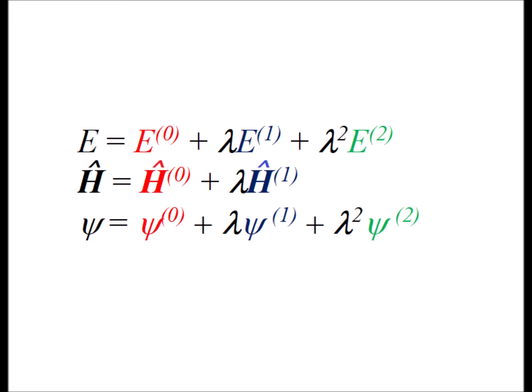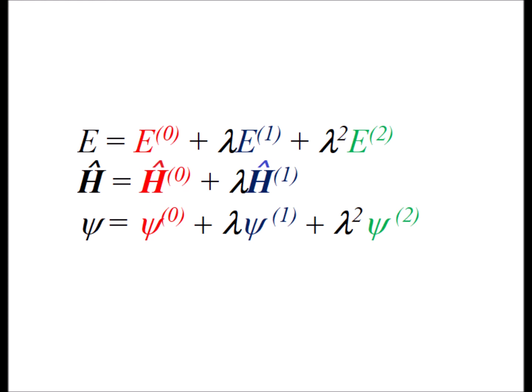First, we expand the energy as a power series in the perturbation parameter lambda. Notice that when lambda is equal to 0, effectively we have no perturbation. E to the superscript 0, notice that this is not an exponent. This is the unperturbed energy. E1 is the first correction to the energy. E2 is the second order correction to the energy.